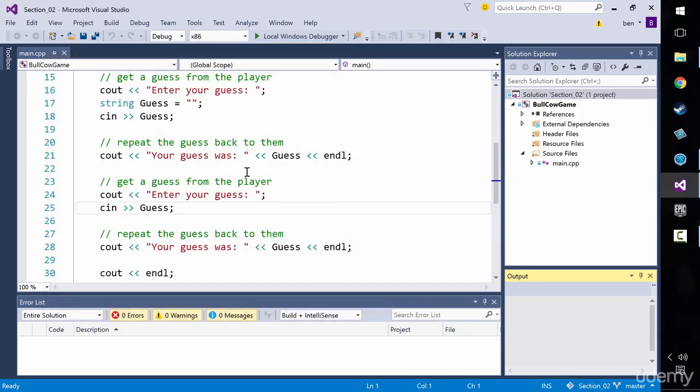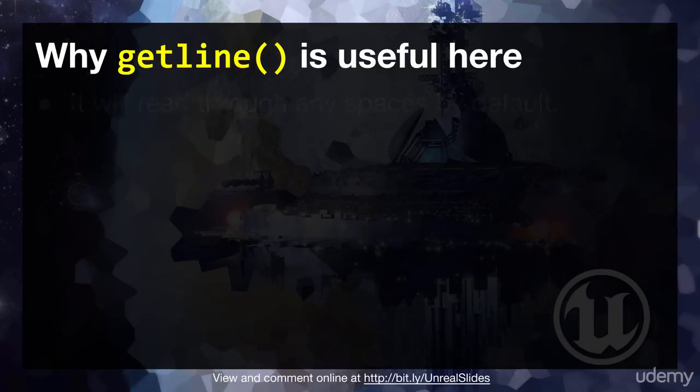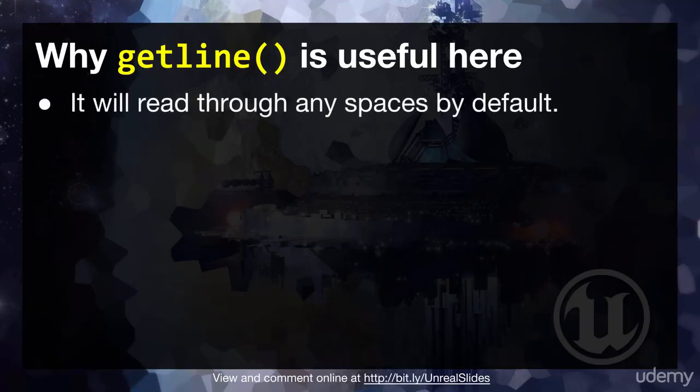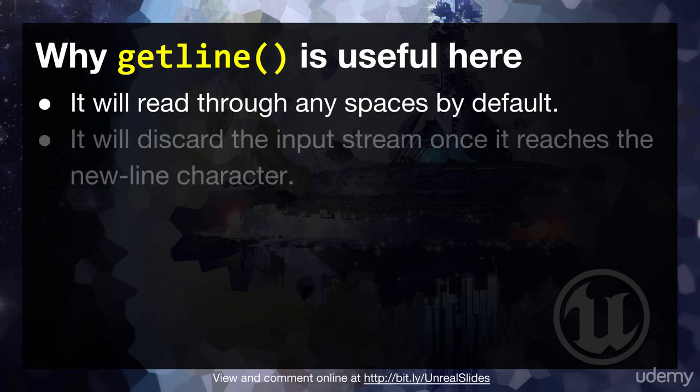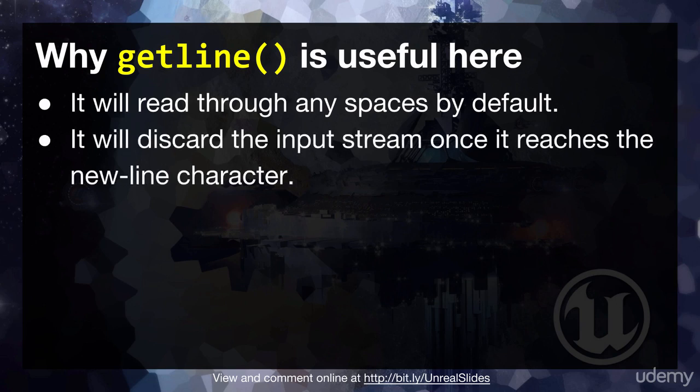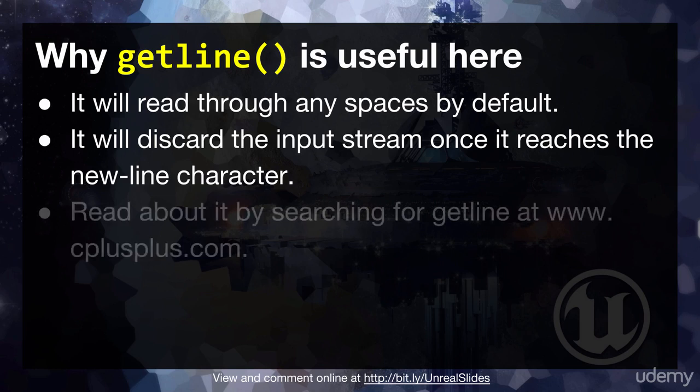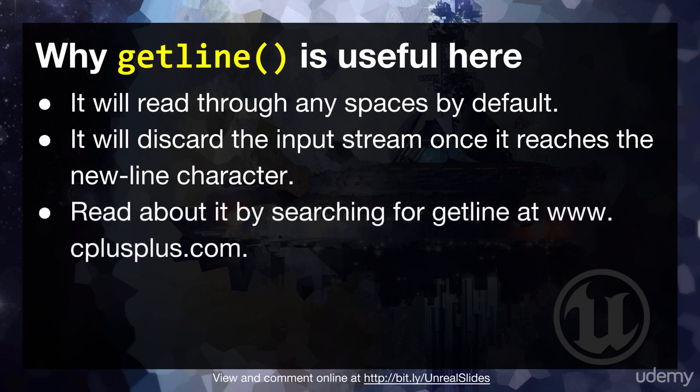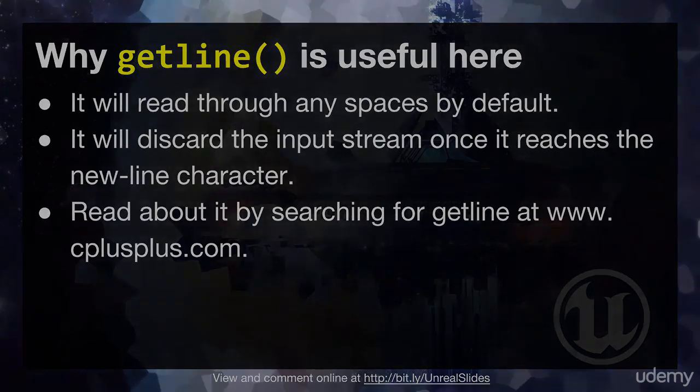Well, there's a method called getline. So a word on why getline is useful here. It will read through any spaces by default, which is useful for us. It will discard the input stream once it reaches the new line character, which is just what we want. When we hit return, we want it to consume all the way up to the enter, the new line, the return, whatever you want to call it, and then discard everything else. And you can read about it by searching for getline at www.c++.com.